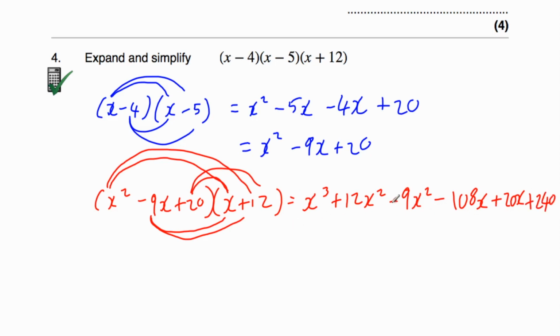Now we need to just collect our like terms, so we've got our x cubed term, we've got our two terms of x squared, so we've got 12x squared minus 9x squared, that's going to be plus 3x squared. We've then got minus 108x plus 20x, well if we're at minus 108 and we add 20 means we're going to go back up 20, so that's going to be minus 88x, and then we've got our plus 240. So the answer would be x cubed plus 3x squared minus 88x plus 240.